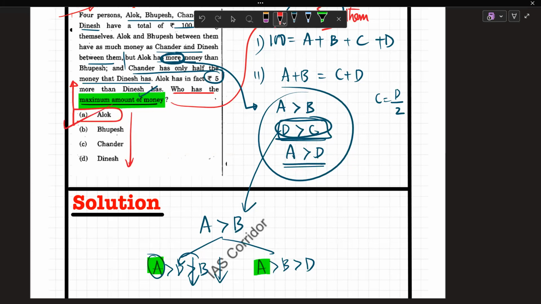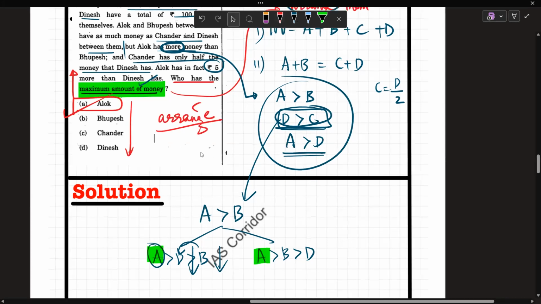What people will do is find the value of the amount that every person possesses, and they conclude that A has this much, B has this much, C has this much, and D has this much. Do we need to do that? Not at all. Why? Because you have read the question first. What was the question? Who has got the maximum amount of money? It has not asked you who got how much money. So you have to arrange them. Your key area will be arranging them rather than finding the value. Clear? Okay. Now let us move to the next question.